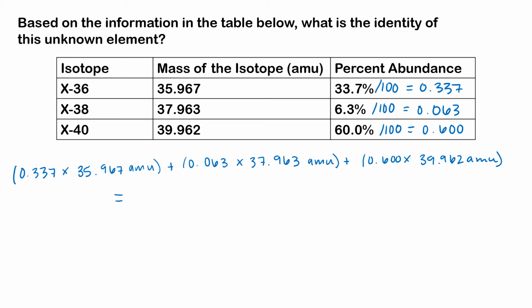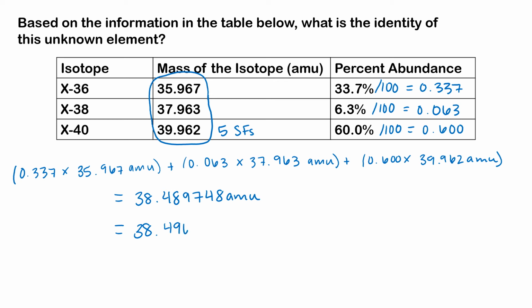When we plug this into our calculator, we end up getting an average mass of 38.489748 AMUs. And we need to go ahead and round to our sig figs. We take a look at the measurements again. Remember, these are the only measurements. We see that each of these has 5 significant figures, so our answer needs to have 5 significant figures. When we round to 5 sig figs, we get 38.490 AMU.